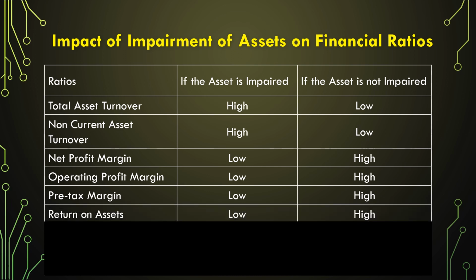Return on assets measures the overall asset efficiency. It is calculated by dividing the net income by the total assets. Return on assets decreases in the initial periods due to reduced net income and assets. However, without an impairment, this is higher because the net income is higher.